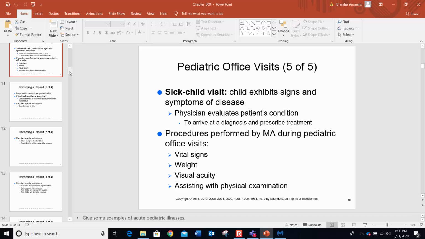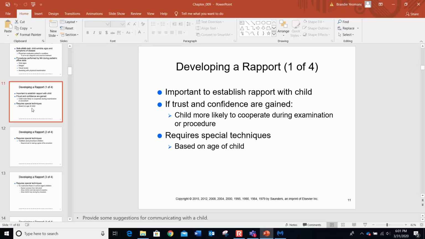Some of the things that we will be responsible for doing is medical assistance during those pediatric office visits. Just like we would for our adult patients, we're going to assess vital signs, weight, visual acuity, and also assist the physician during the exam. As you can imagine, the older these children become, the more mobile they become. They simply do not have time to sit still to be evaluated, so sometimes it takes a little bit of coaxing to get them to sit still.